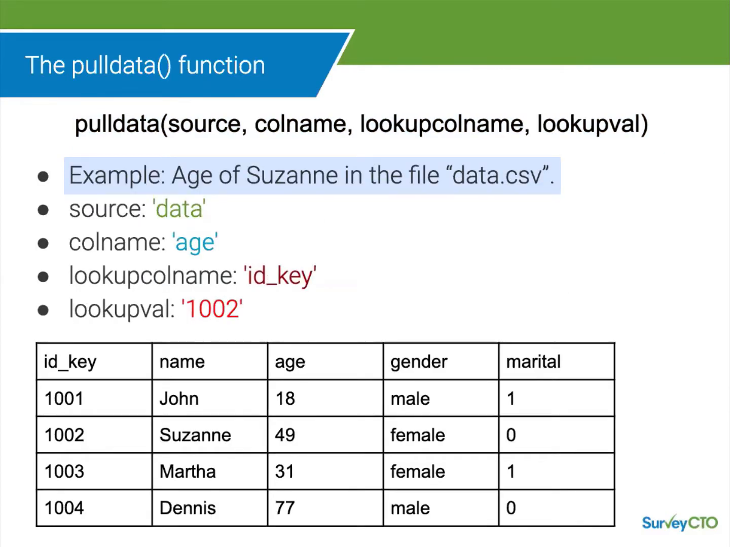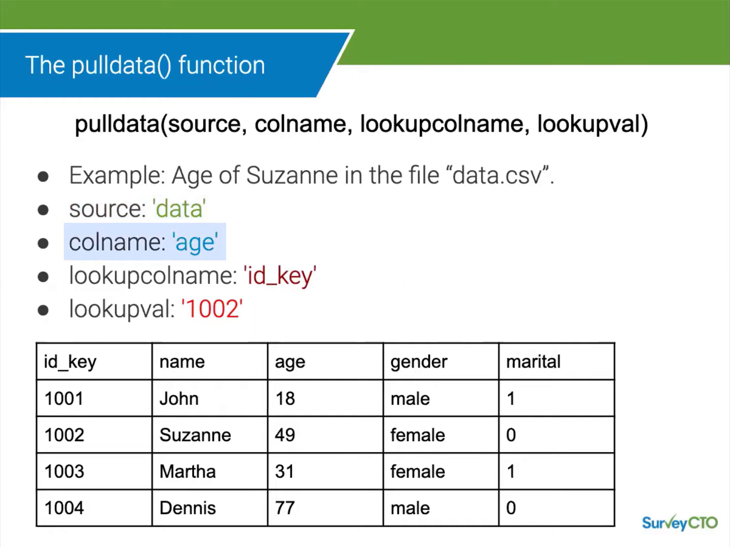Let's say you want to use a SurveyCTO form to pull data from the CSV file and find the age of Suzanne. The file is called data.csv, so the first parameter is going to be data. We drop the .csv part of the source. Also, since we are using that exact name, it goes in single quotes. So the first parameter is data.